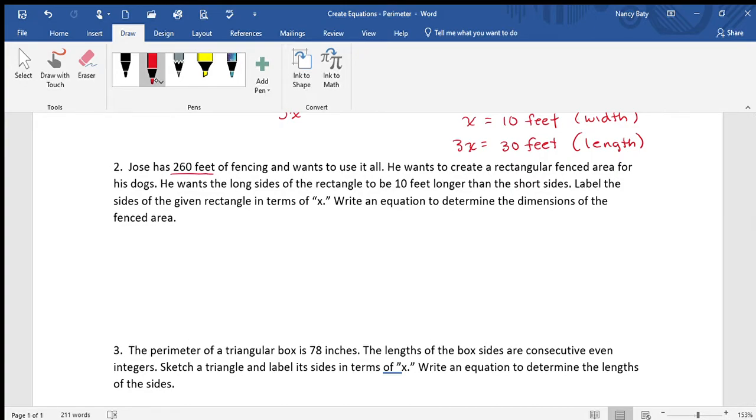Right, next. Jose has 260 feet of fencing and wants to use it all. He wants to create a rectangular fenced area for his dogs. He wants the long sides, that would be length, of the rectangle to be 10 feet longer than the short sides. Label the sides of the given rectangle in terms of x. Okay.